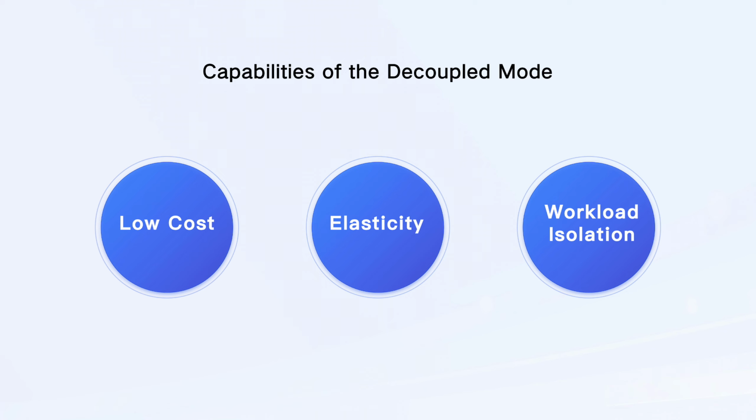Secondly, elasticity. Think about e-commerce platforms. During big sales promotions, they might need 2 to 3 times more computing power than usual. With a decoupled setup, they can scale up when needed and scale down afterward, keeping things cost efficient. Thirdly, workload isolation. This is super important for large companies running multiple business lines, or for users who need stable query performance. By separating read and write operations, heavy data ingestion won't slow down queries. This can ensure a smoother experience.